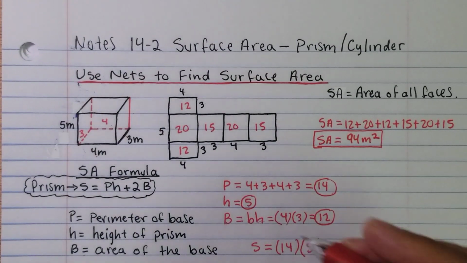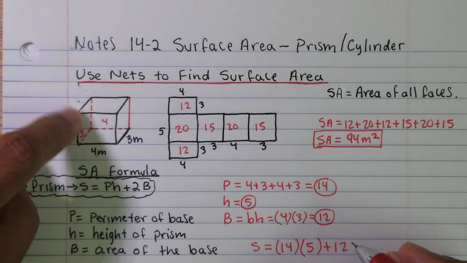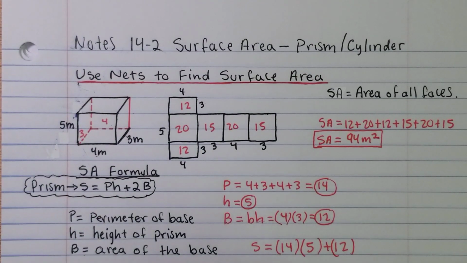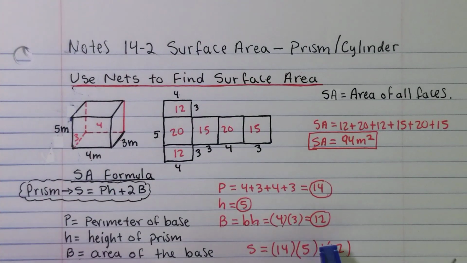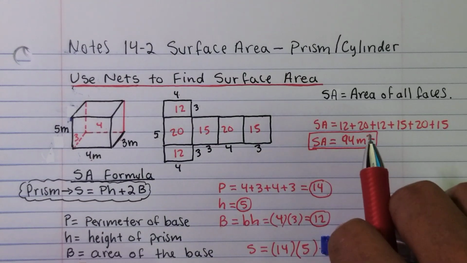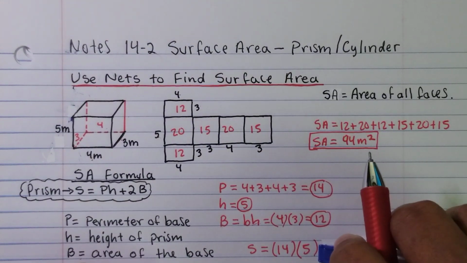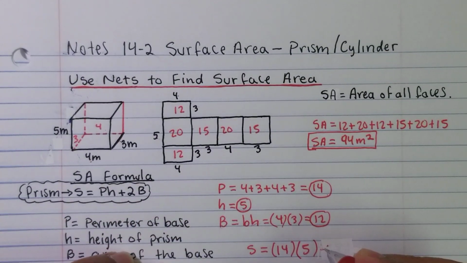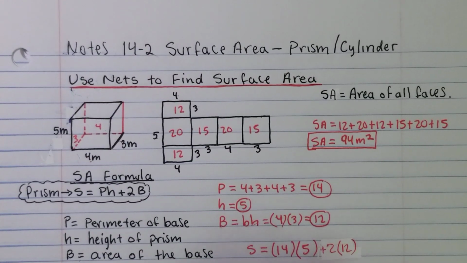Oh, and see, there's a mistake that I made here. How many bases does this one have? It's got 2 bases. Okay, so that was my mistake here, so I'm going to correct that real quick. Let me just cover this. Now I apologize for that mistake. So plus 2 times the base, which we said is 12. So 2 times 12. So then the surface area is going to be 94 meters squared.